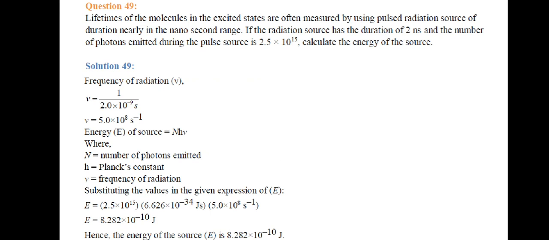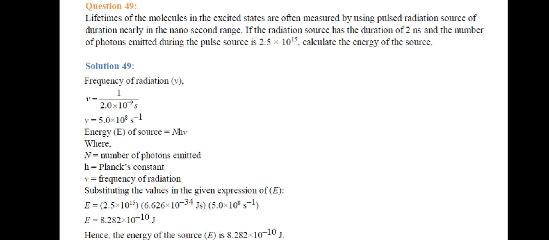The 49th question is: lifetimes of the molecules in the excited states are often measured by using a pulsed radiation source of duration nearly in the nanoseconds range. If the radiation source has the duration of 2 nanoseconds and the number of photons emitted during the pulse source is 2.5 into 10 power of 15, calculate the energy of the source.